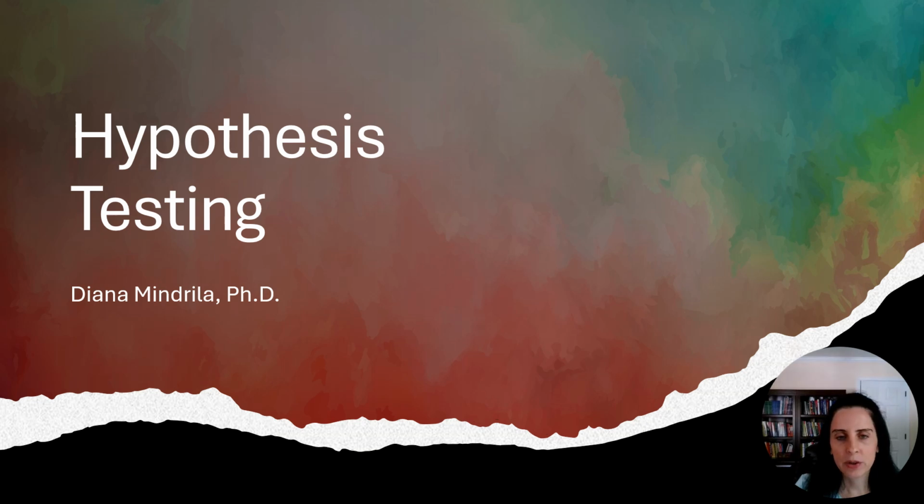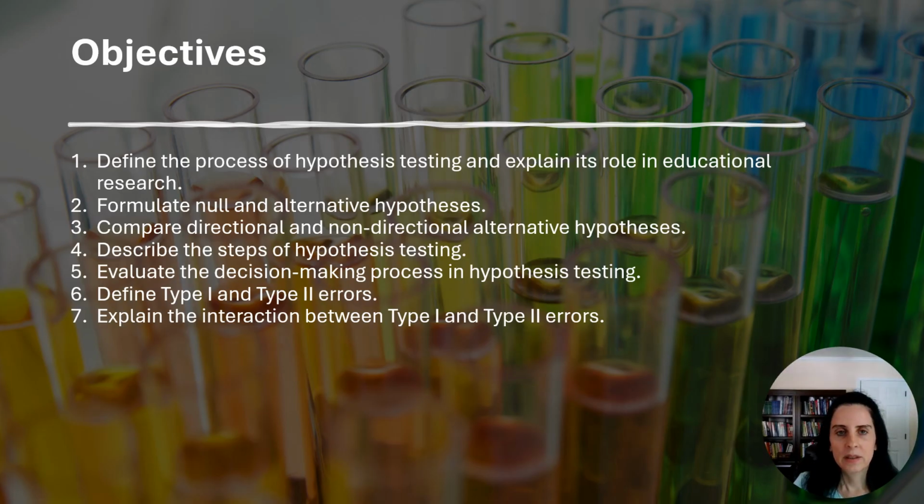In this presentation, I will provide a conceptual overview of the hypothesis testing process. Specifically, I will explain and provide examples of null and alternative hypotheses. I will explain the distinction between one-sided and two-sided alternative hypotheses and when to use each one. I will explain the general steps involved in hypothesis testing and explain the notions of type 1 and type 2 error and the relationship between them in hypothesis testing.